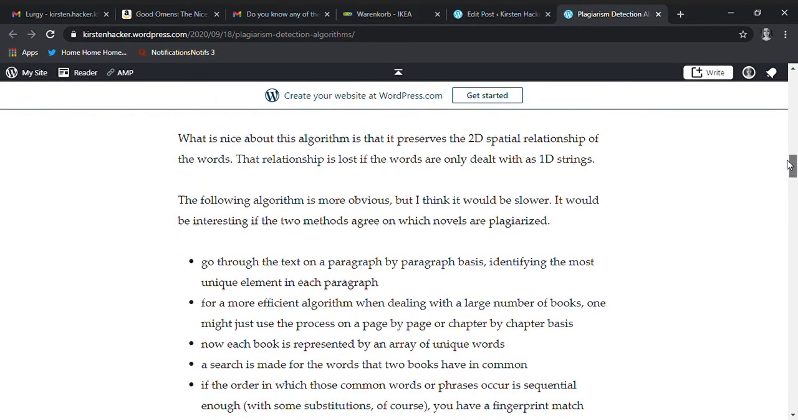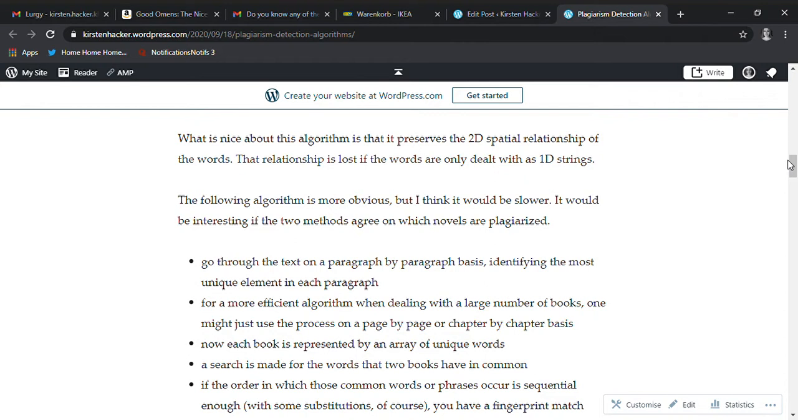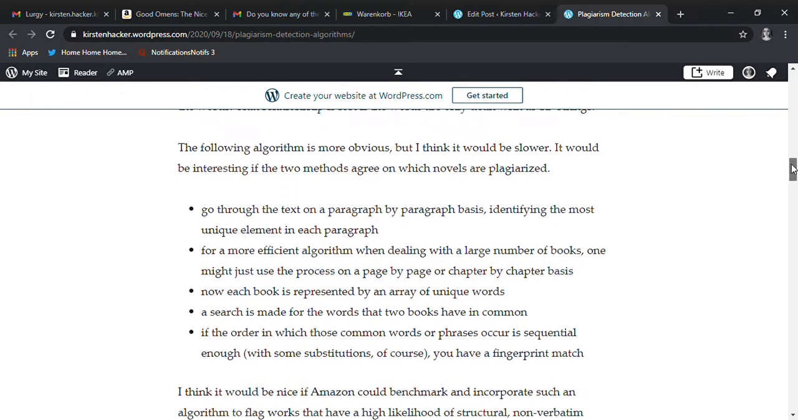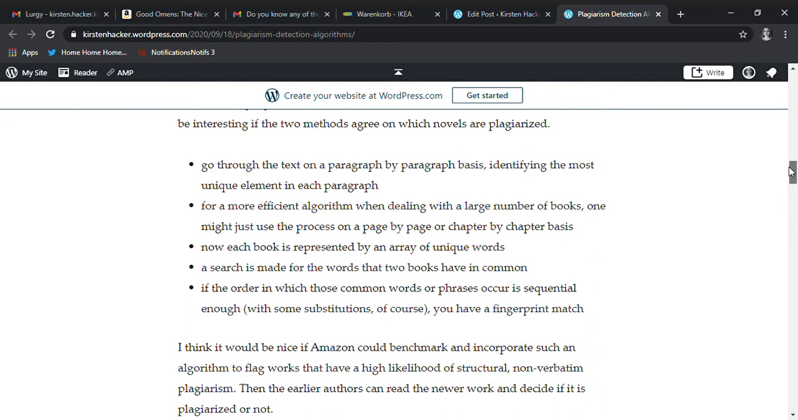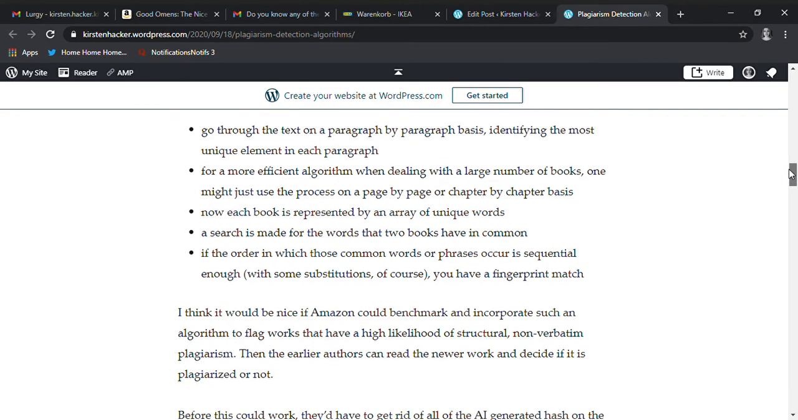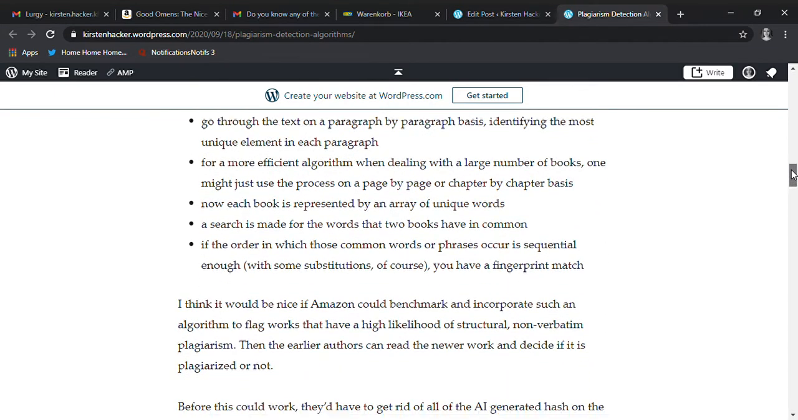Now if you do a similar algorithm, but you don't preserve these spatial relationships and you only deal with one-dimensional strings, you end up with a slower algorithm, but it would be interesting to benchmark the speed and see if 2 similar algorithms, a sequential 1D and a 2D algorithm, made the same predictions.